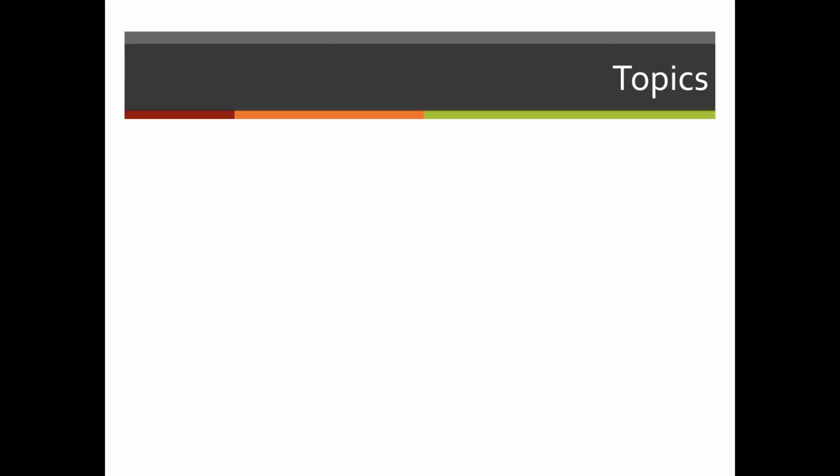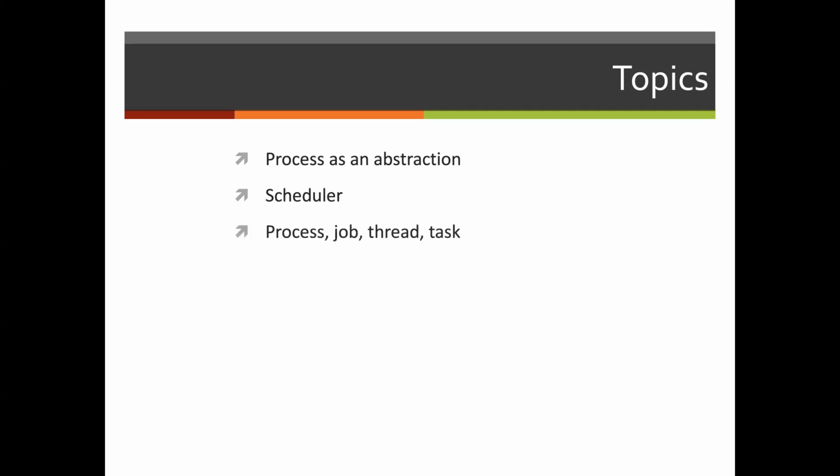And so some general topics that we will be discussing over the next couple of lessons include process as an abstraction, and in this we'll be discussing what exactly constitutes a process when it is executing on a system. We'll discuss the idea of a scheduler, what a scheduler does, and how it operates. We'll be sure to differentiate between a process, a job, a thread, and a task, specifically gaining a detailed understanding of how they are different from one another.